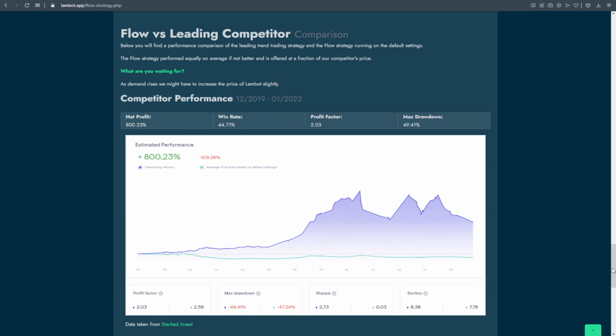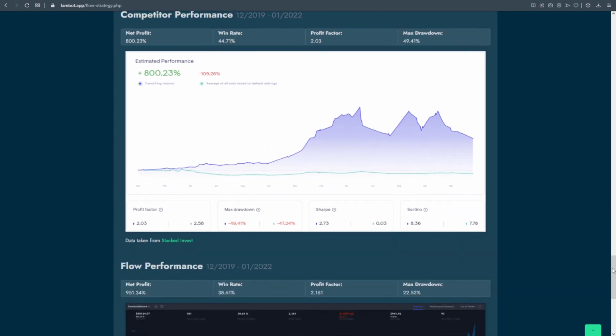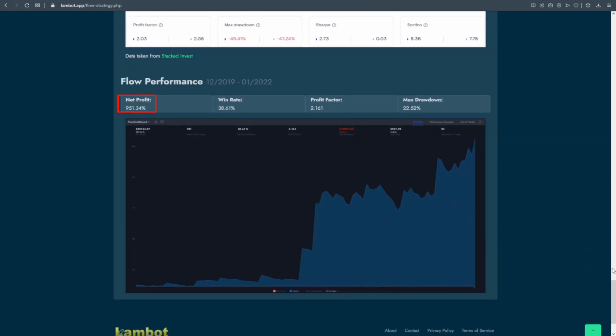Now for the comparison, as you can see, it had a total net profit of around 800% with a win rate of 44.71%, a profit factor of 2.03, and a max drawdown of 49.41%. Compared to the flow strategy over the same time period had a net profit of 951.34%, a win rate of 38.61%, profit factor of 2.161, and a max drawdown of 22.52%. So even though the win rate for the flow strategy was slightly lower, it had half the drawdown and 150% more net profit than this leading strategy on Stacked Invest.